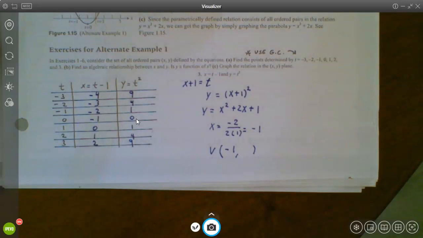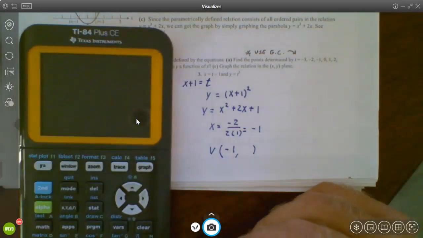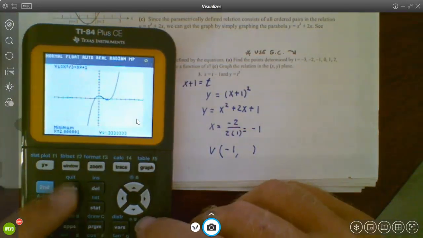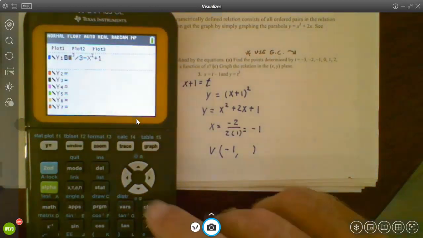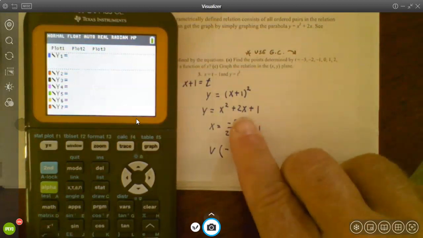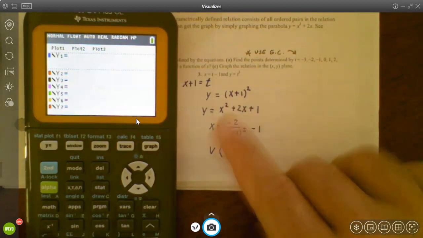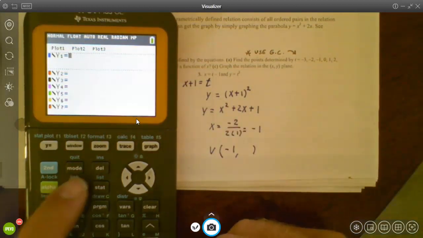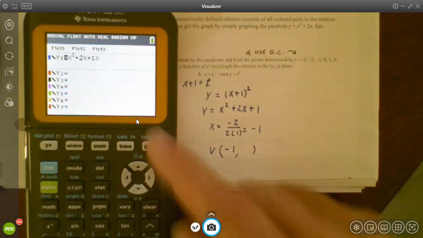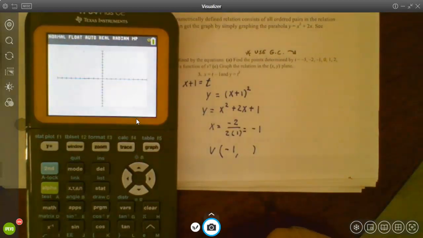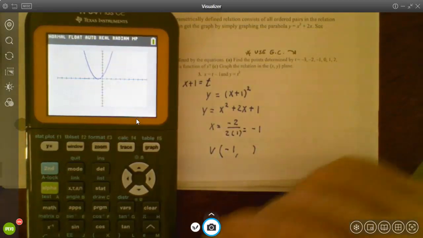The other thing we can do, and I wanted to remind you of some calculator stuff we could take advantage of, would be to do that on here. So I'm going to go to my y equals. Let me clear out the old one. I'm going to plug in the new one. I could do this or this. It would be the same thing. So let me just type in x squared plus 2x plus 1. Go ahead and graph that. So there's my vertex at -1, 0, just like we figured out already.